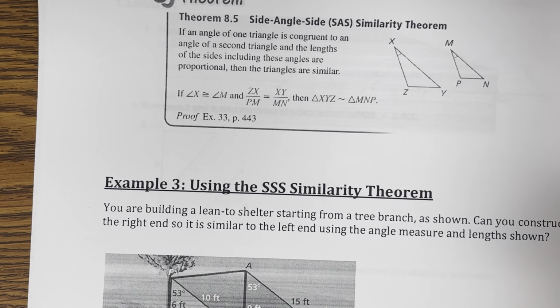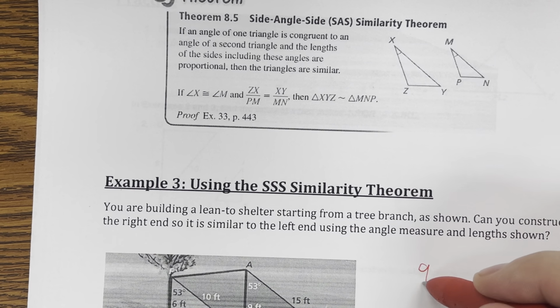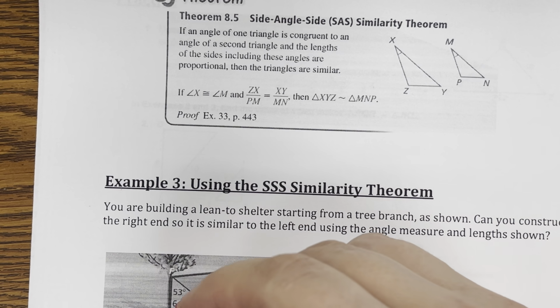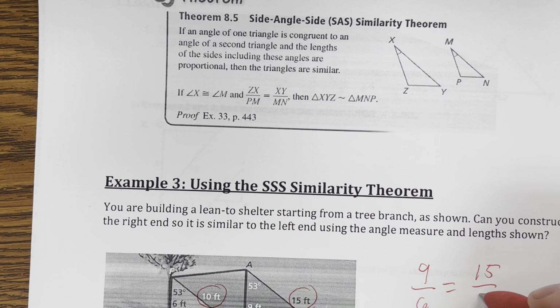So when I take a look at this lean-to, it says I'm building a lean-to shelter from a tree branch as shown. Can you construct the right end so it's similar to the left end using the angle measures and the lengths shown below? So I need to check and see if this is going to work out. The first thing I need to do is 9 over 6 and check if that's equal to 15 over 10. 9 corresponds with 6, 15 corresponds with 10.